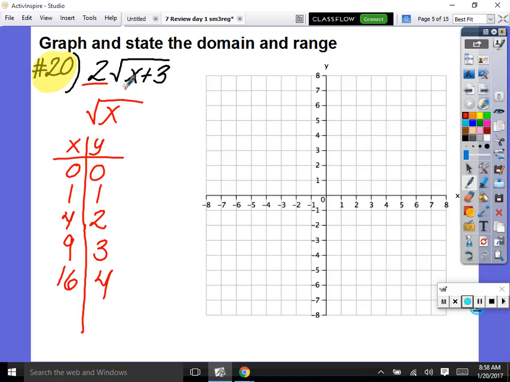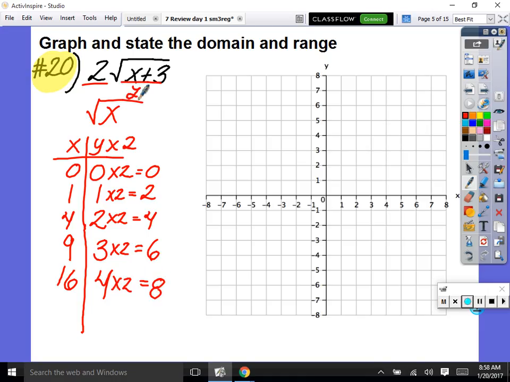Now, aren't we stretching by 2? That's a vertical stretch. That doesn't affect x. It only affects y, right? So we're going to multiply all of our y values by 2. So we'll multiply by 2, we get 0. Multiply by 2, we get 4. Multiply by 2, we get 6. Multiply by 2, we get 8. Okay, those are our new y points.